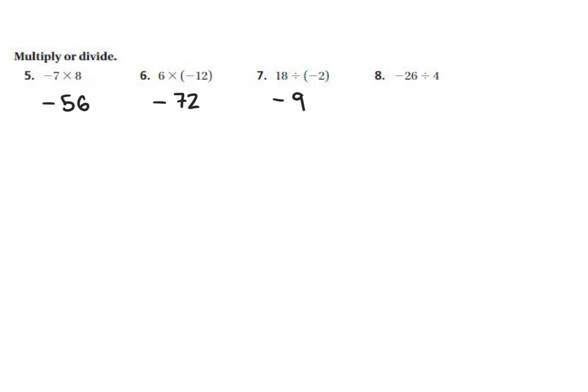And number 8, negative 26 divided by 4. A negative divided by a positive is a negative. 26 can't be divided evenly by 4, so we'll have to do some long division. 4 times 6 is 24. And 4 goes into 20 5 times. 5 times 4 is 20, so 0 left over. So we get negative 6.5.